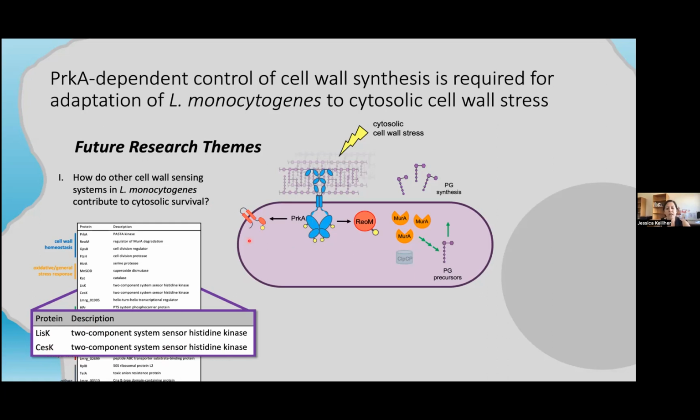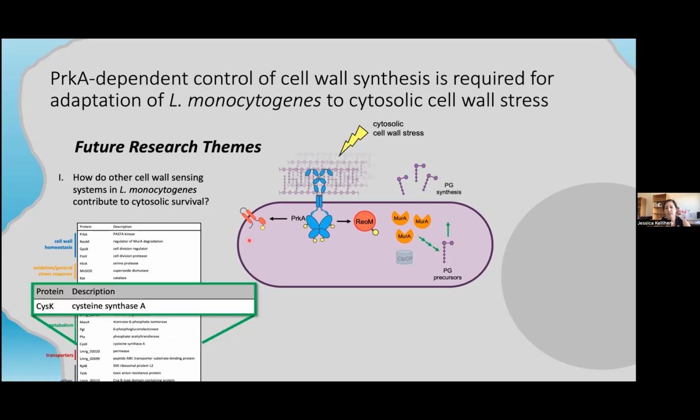Another really interesting observation that I didn't have time to touch on at all today is that a PERK mutant also seems to have a defect in the ability to produce and secrete virulence factors that are required for escaping from the vacuole and spreading cell to cell. And so I'm really interested in understanding how PERK is involved in activating, directly, the virulence program of Listeria, which I hypothesize is mediated through this phosphosubstrate cis-K.